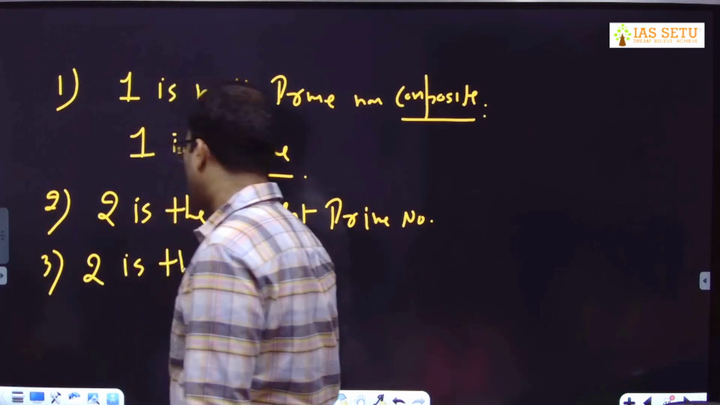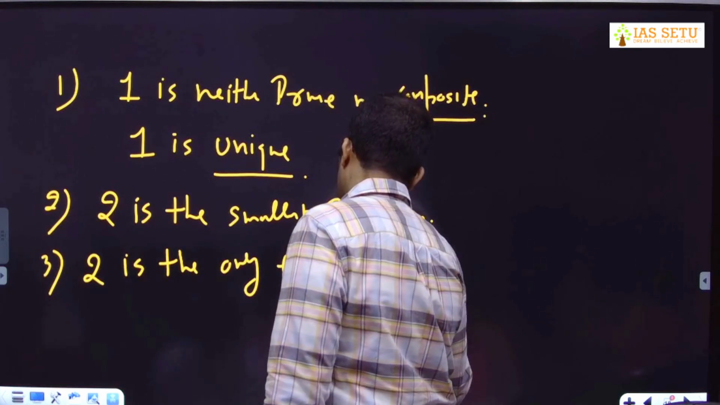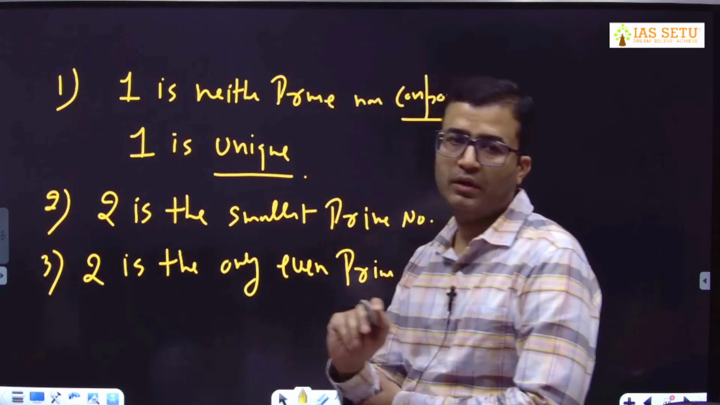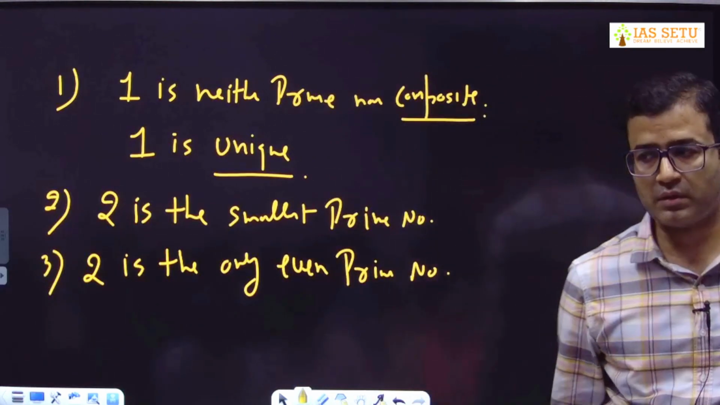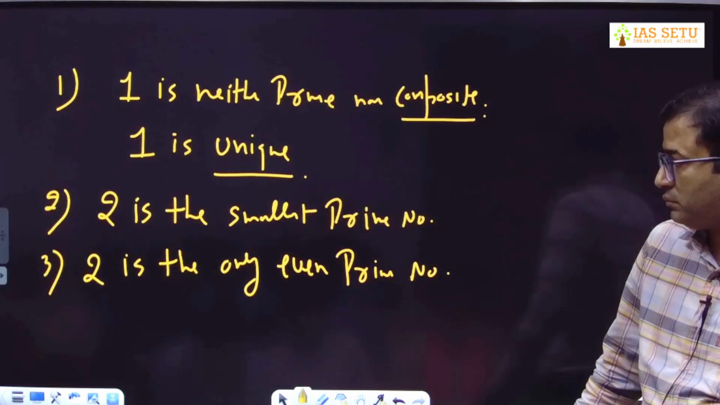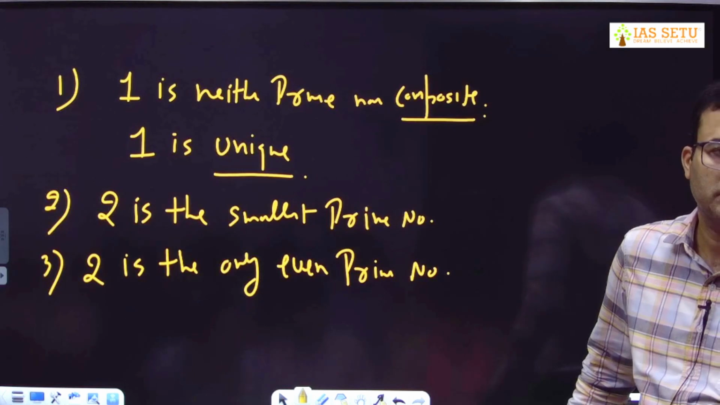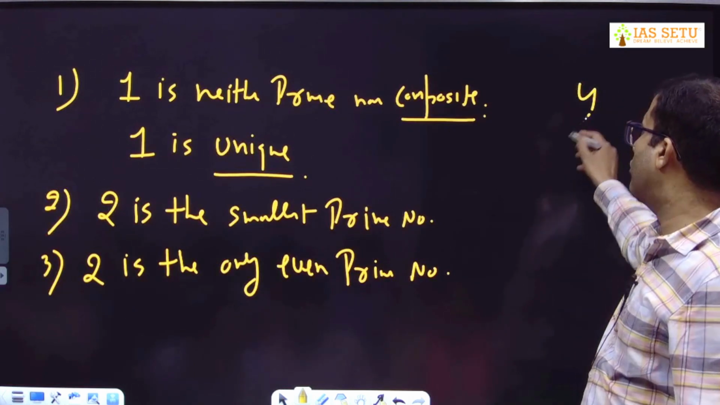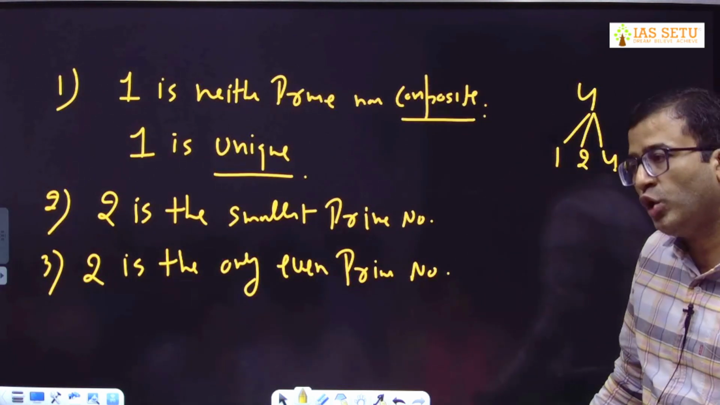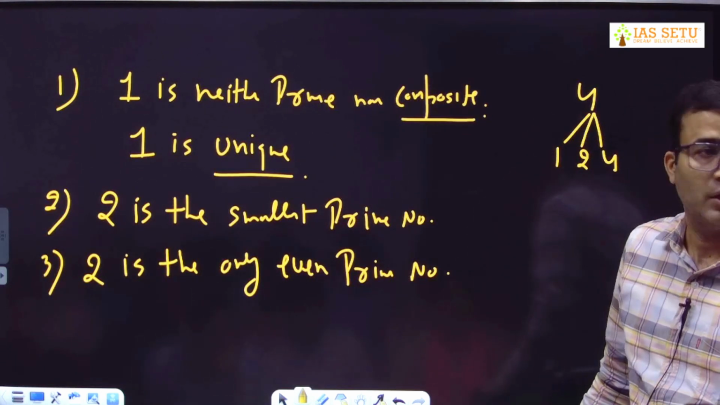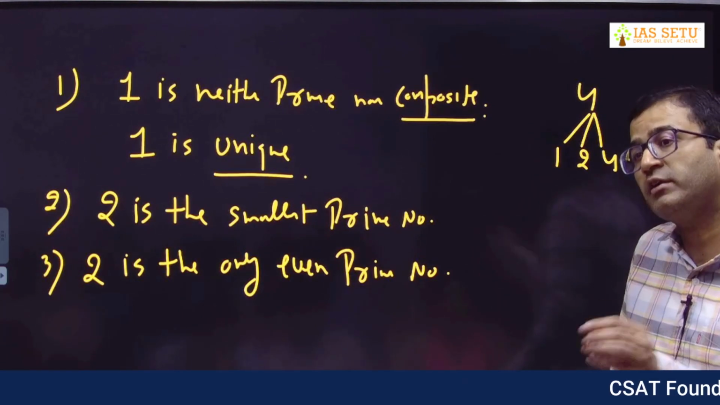Two is the only even prime number. Can you tell me, other than 2, any other even number which is prime as well? No. Like 4: when you check 4, 4 is divisible by 1, 4 is divisible by 4, 4 is divisible by 2 as well. So all other even numbers have minimum 3 factors. Other than 2, there is no other even number which is a prime number. 2 is the only even prime number.